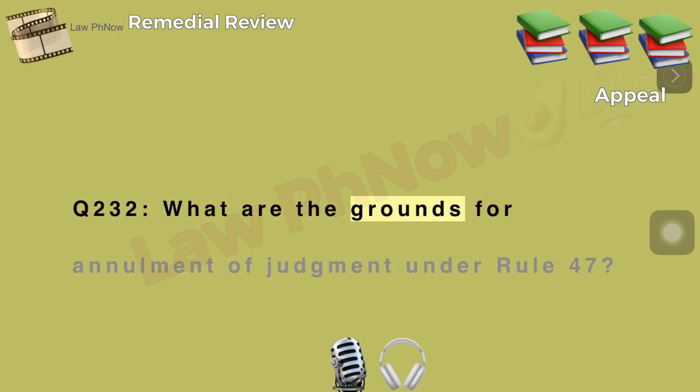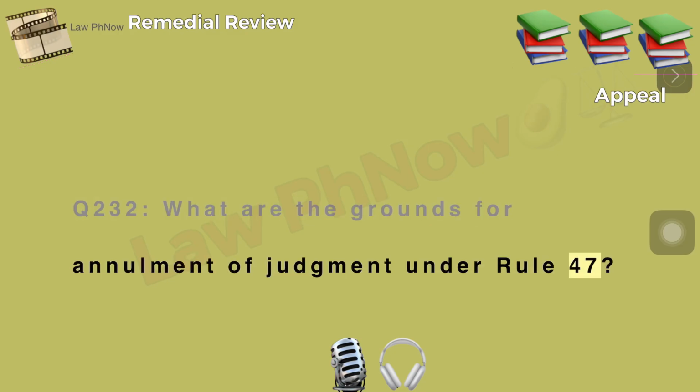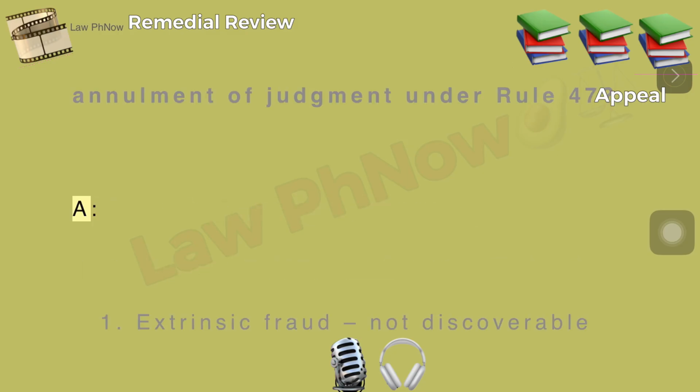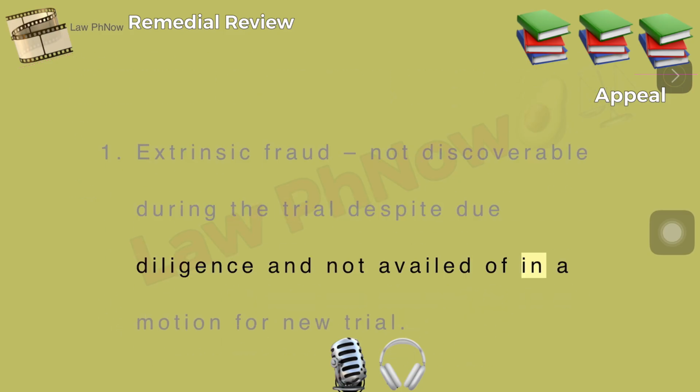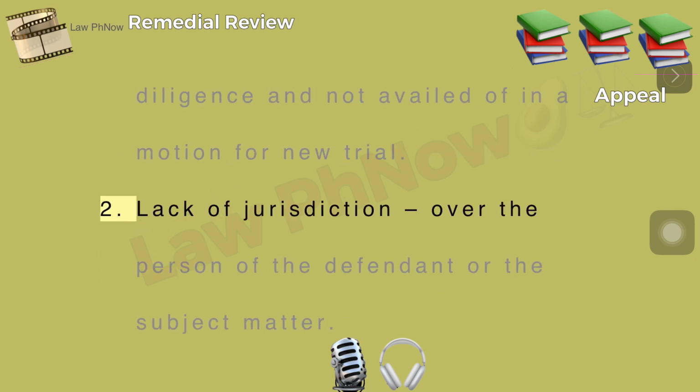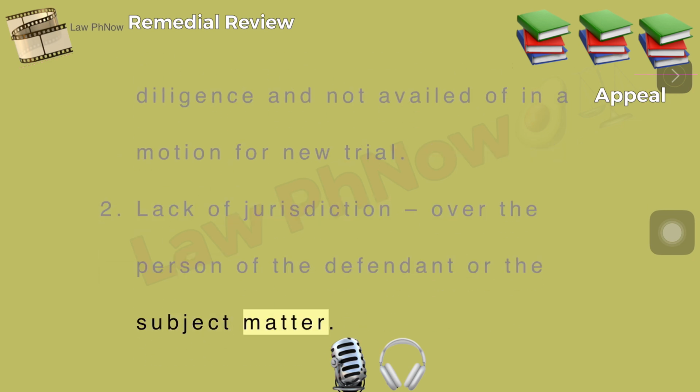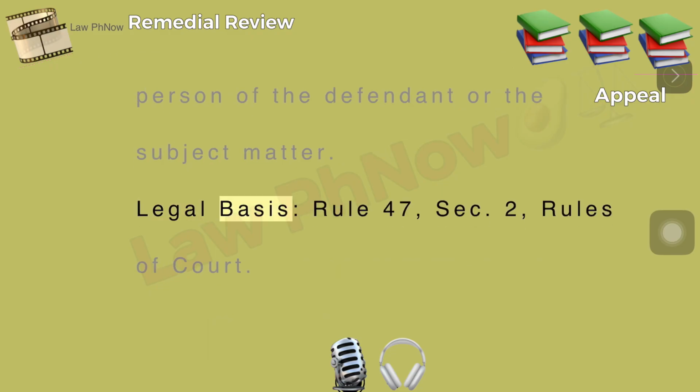Q232. What are the grounds for annulment of judgment under Rule 47? A. 1. Extrinsic fraud, not discoverable during the trial despite due diligence and not availed of in a motion for new trial. 2. Lack of jurisdiction over the person of the defendant or the subject matter. Legal basis, Rule 47, Section 2, Rules of Court.